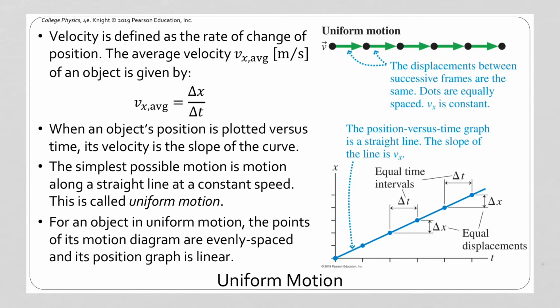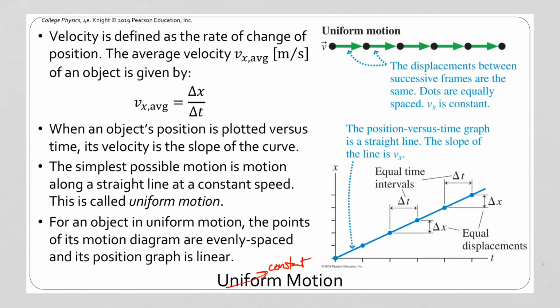Here we are formally introducing this concept of uniform motion. Uniform here means constant, and we're talking about motion with constant velocity. So if you were to draw a motion diagram for an object in uniform motion, it would look like this. You'd have evenly spaced points, meaning that the particle is moving equal distances in the same amount of time.